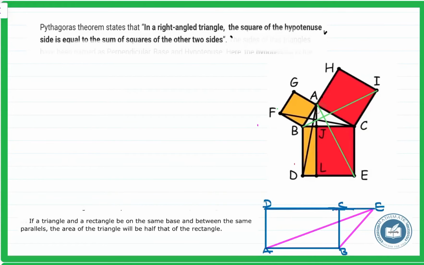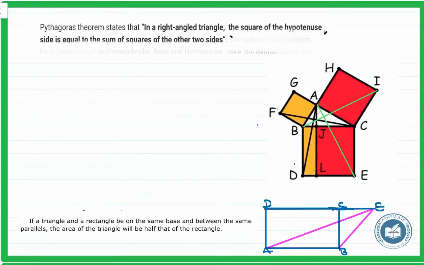Here I am going to explain and derive the Pythagoras theorem. This proof is given by Euclid, so this one is called Euclid's proof of Pythagoras theorem. You know the statement of the Pythagoras theorem: in a right angle triangle, the square of the hypotenuse side is equal to the sum of the squares of the other two sides.